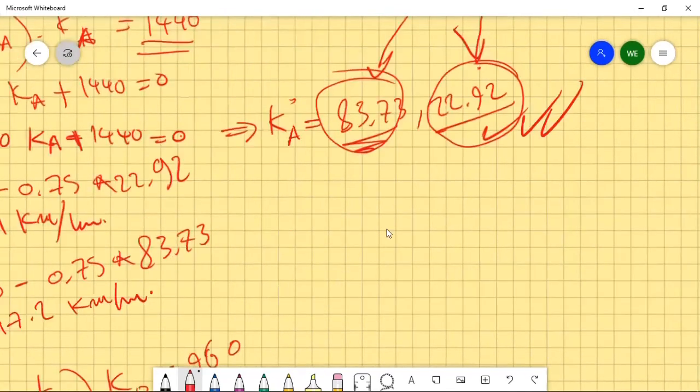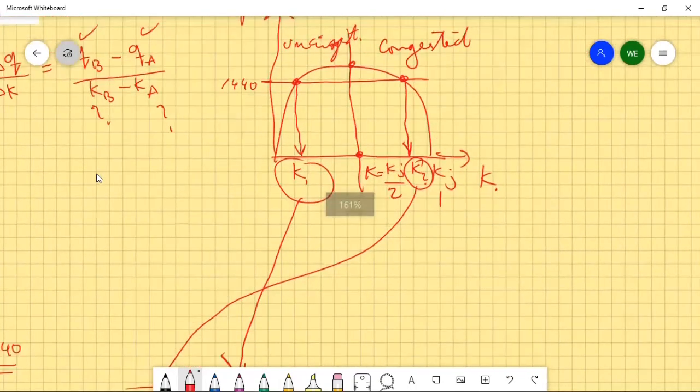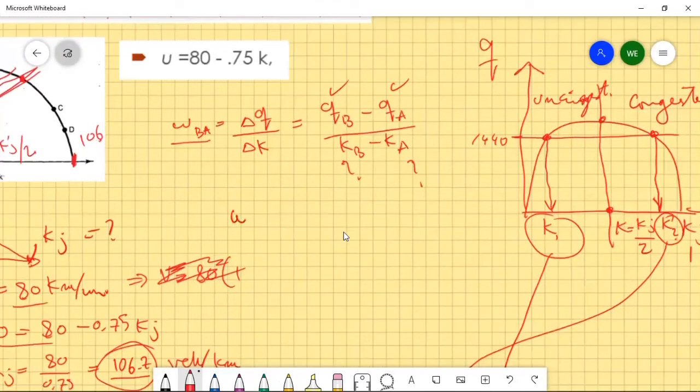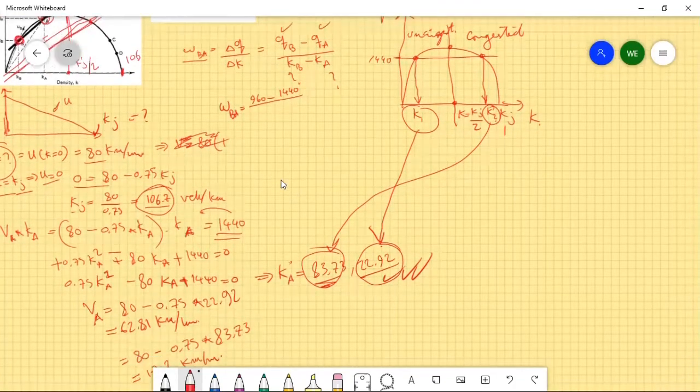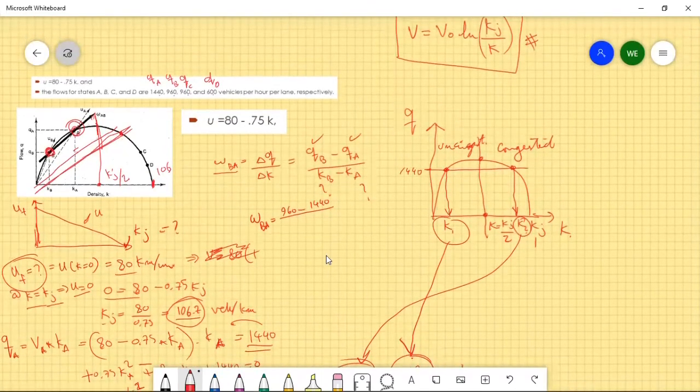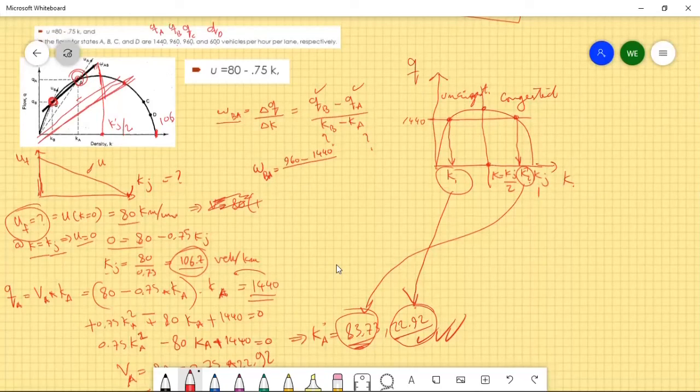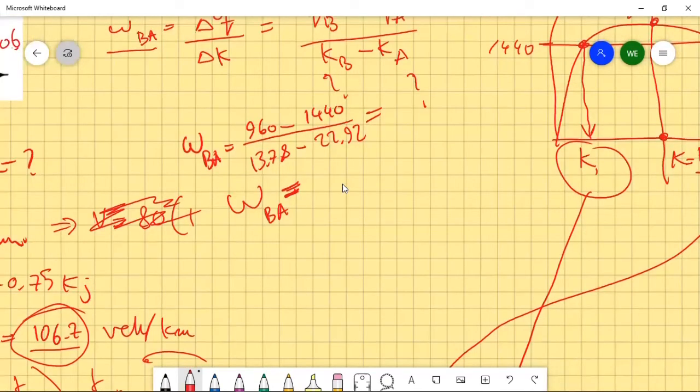Okay, so now let's go back to our shockwave estimation. We want to calculate omega BA equal delta Q, 960 minus 1440, divided by the density that we calculated. It was 13.78. So that's the density at B, 13.78, minus the density at A, which is 22.92. So omega BA equals 52.51.